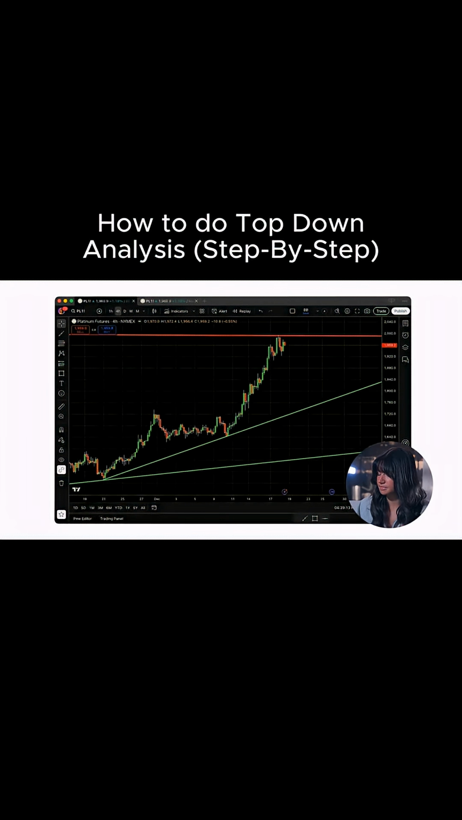4-hour time frame. Same process. Previous point B is new point A. This is as steep as we can go in the 4-hour time frame. So I'm a 4-hour trader. This is where I stay. Once I've done my top-down analysis, this is where I will be taking my entries.